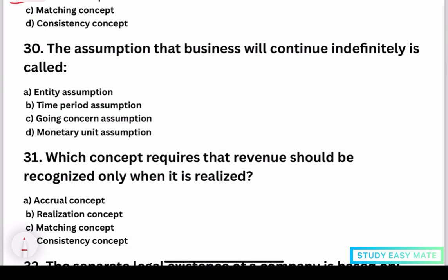So 30, the assumption that business will continue indefinitely is called the going concern assumption. It's very easy, right? Because it will continue indefinitely or at least have a foreseeable future. This question is quite repeated from the previous MCQs that we saw, right? It is also fundamental to accounting as it affects how assets are valued, how liabilities are treated, and how financial statements are prepared, right?